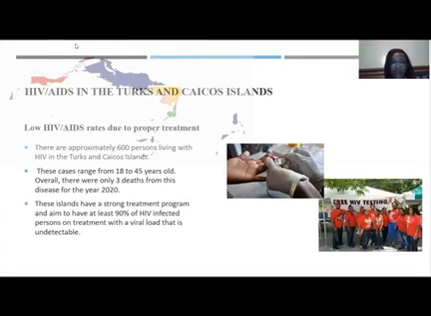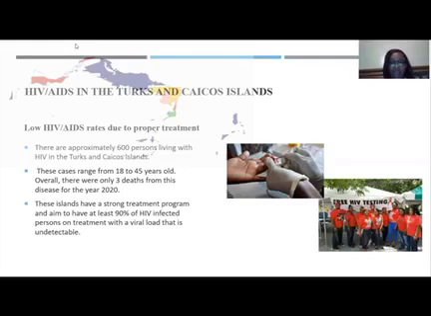There are approximately 600 persons living with HIV here in Turks and Caicos Islands, according to the Director of Health Promotion and Advocacy, Aldora Robinson. The ages of these cases range from 18 to 45 years old. Overall, there were only 3 deaths from this disease for the year 2020. Ms. Robinson stated that there is a strong treatment program here, and they are aiming to have at least 90% of HIV-infected people on treatment with a viral load that is undetectable.